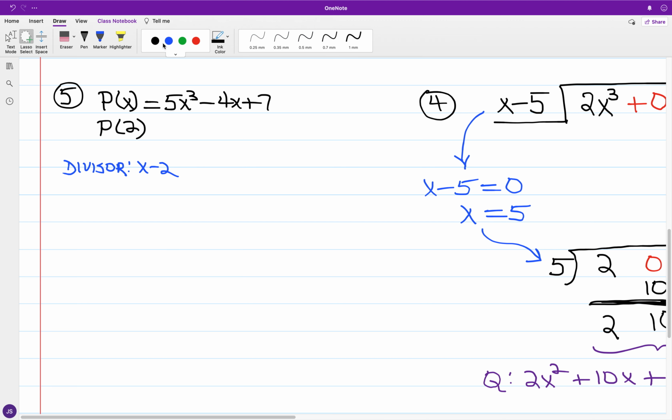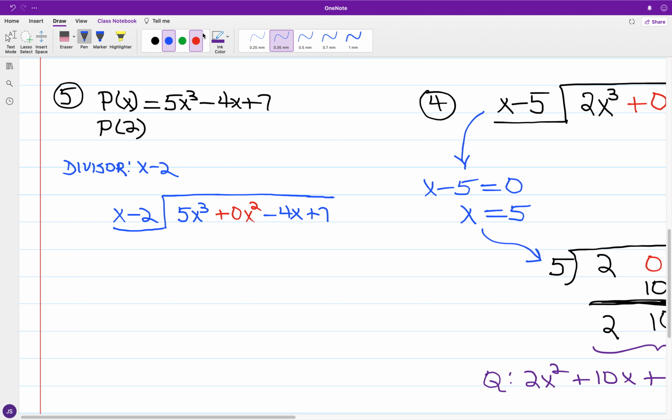If you're looking for the remainder, you can use the techniques of polynomial division, whether through long division or synthetic division. The divisor we have is x minus 2, and the remainder would be p of 2. So x minus 2 goes into the dividend p of x, which is 5x cubed. Notice we have a missing square term, so we'll have 5x cubed plus 0x squared, minus 4x, plus 7.